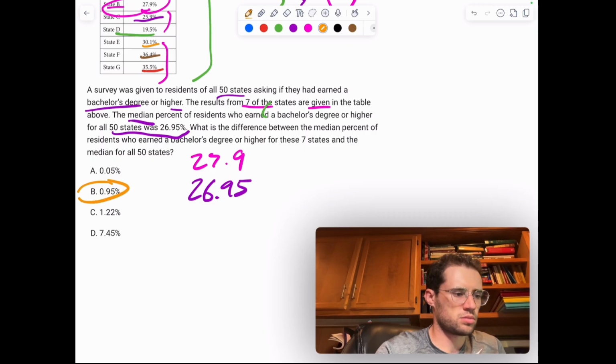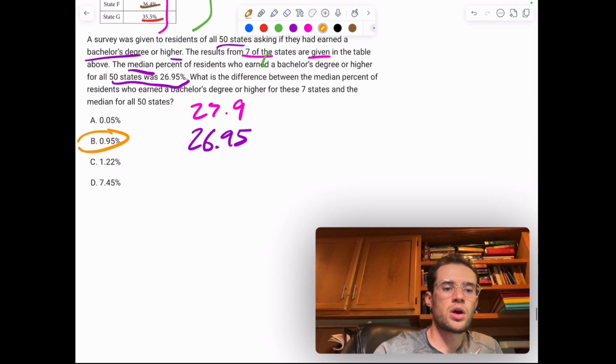And if you want to type in your calculator, feel extra safe, 27.9 minus 26.95 is, in fact, 0.95. All right, so that's how you do that one.